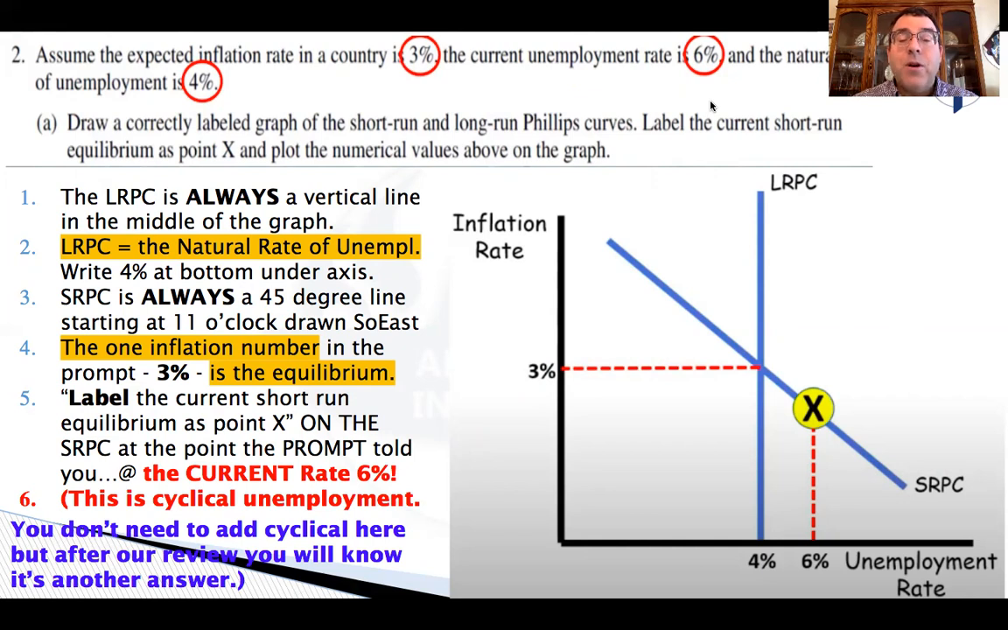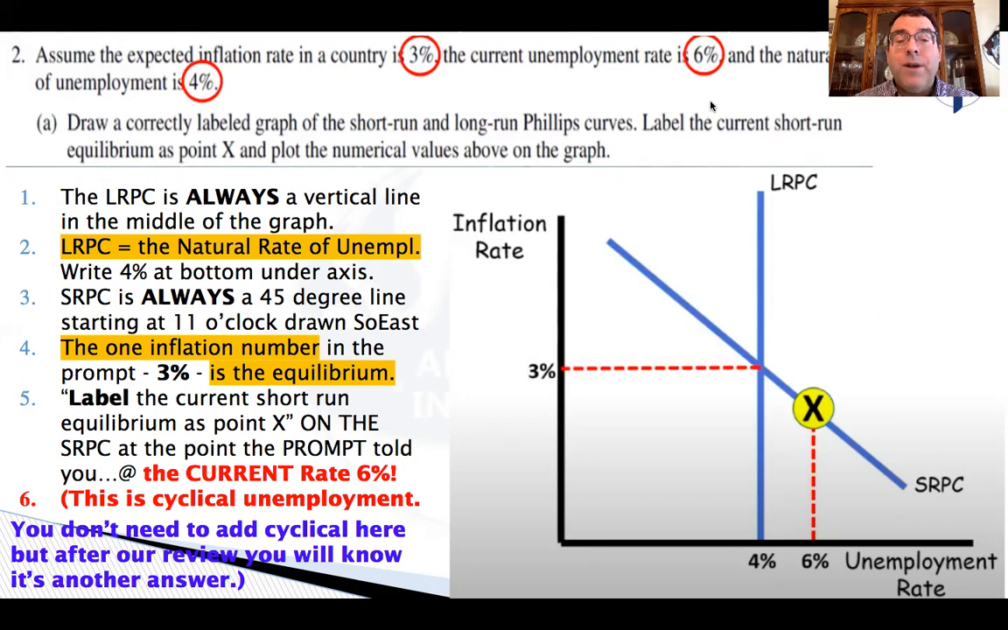The short run Phillips curve is always drawn as a 45-degree angle starting at 11 o'clock in the top left and going southeast towards the bottom right. Don't connect it to the axis. Draw it like this, where there's space on both sides, and write SRPC in the bottom right.